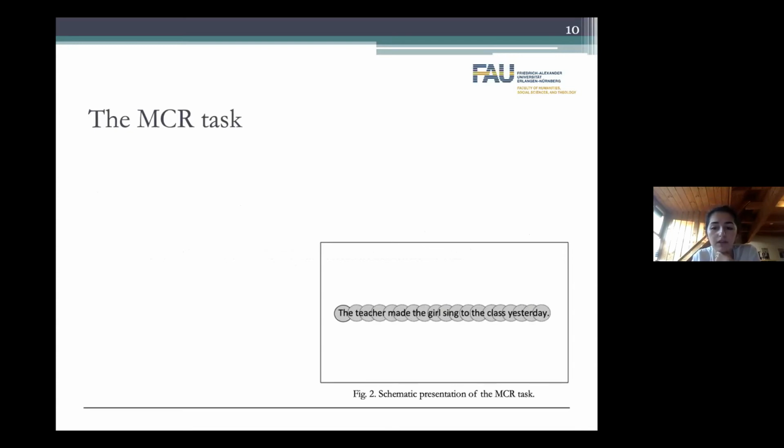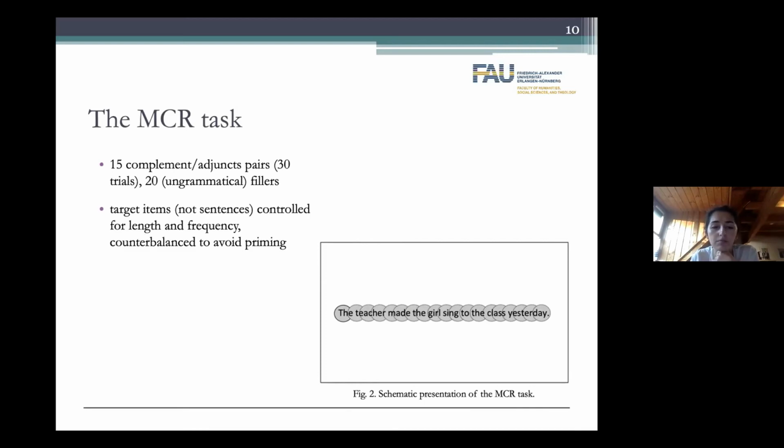So the MCR task, let me tell you something behind the construction. It has 15 complement-adjunct pairs and 20 ungrammatical fillers for the grammaticality judgment task. What is important is that only the target items were controlled for length and frequency, not the whole sentences, and they were counterbalanced to avoid priming.